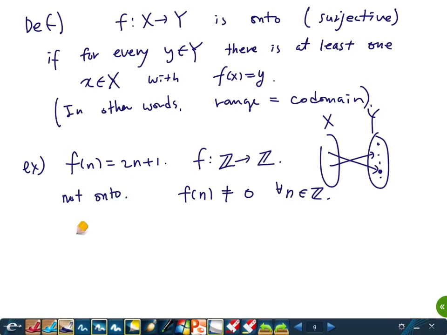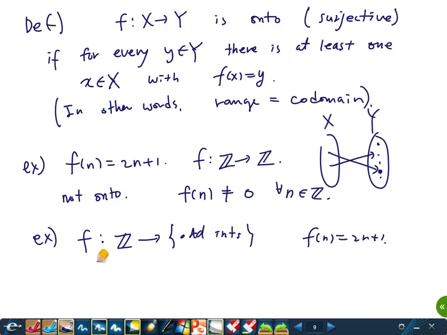But of course, if you think of this as a function from Z to, say, odd integers, then it's an onto function, right? Because for everything here, there is something over here with f of n equals that thing. Here onto depends on x and y. If you change the y, maybe you can make this onto. Are these examples okay? You have to look at the codomain carefully.